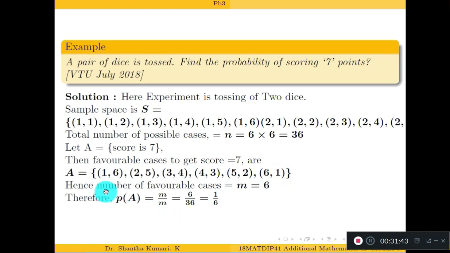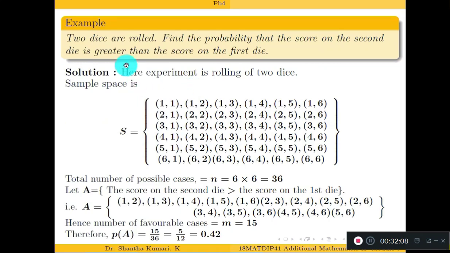Now substitute. Hence, the number of favorable cases m equal to 6. Therefore, probability of A equal to m by n. So correct this, this should be n. M by n means 6 by 36. You get 1 by 6. That is the answer. Okay, a very simple question asked in a recent question paper.